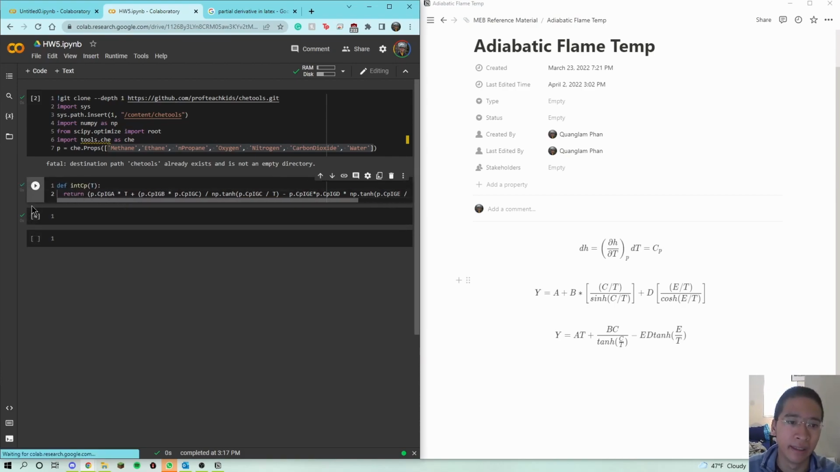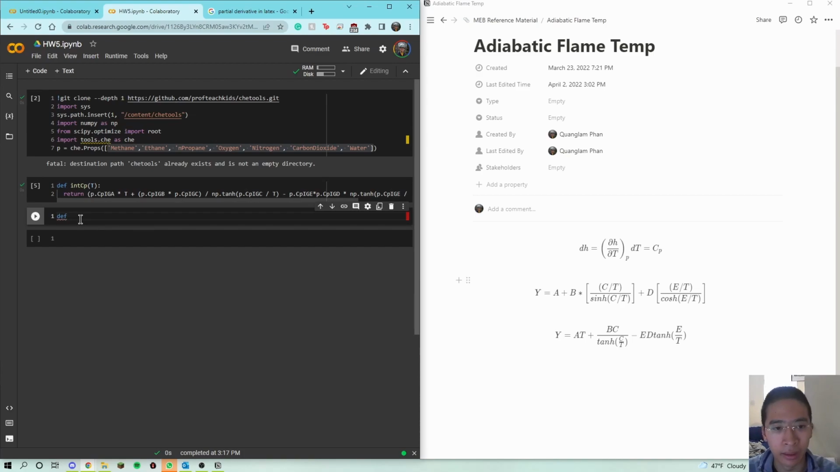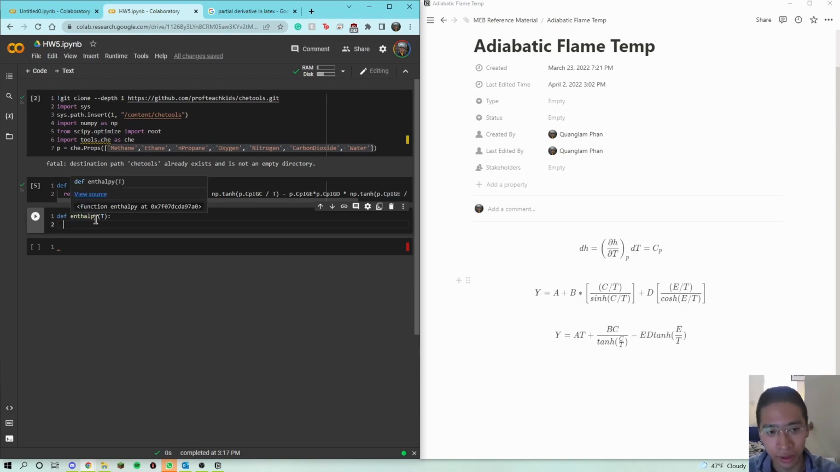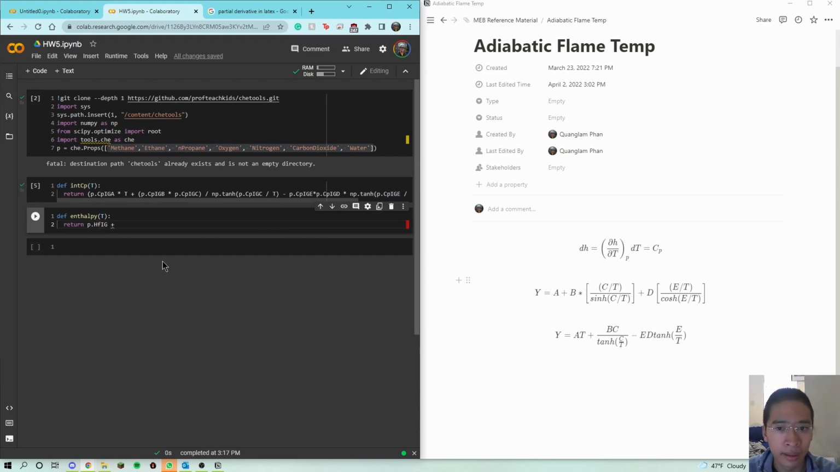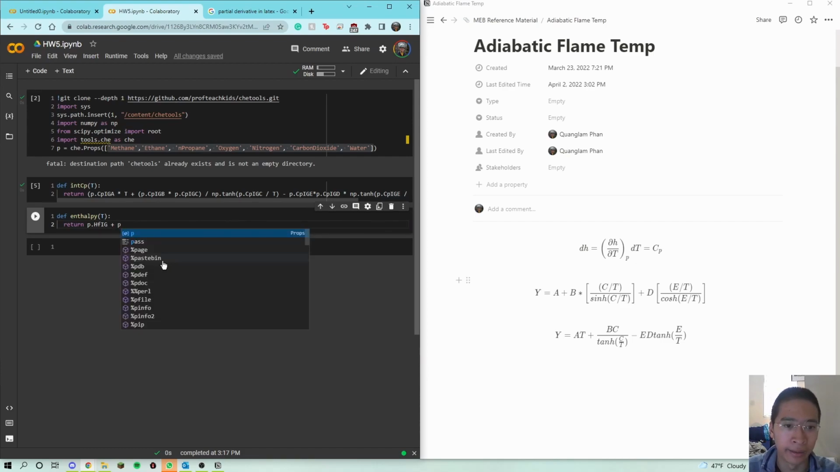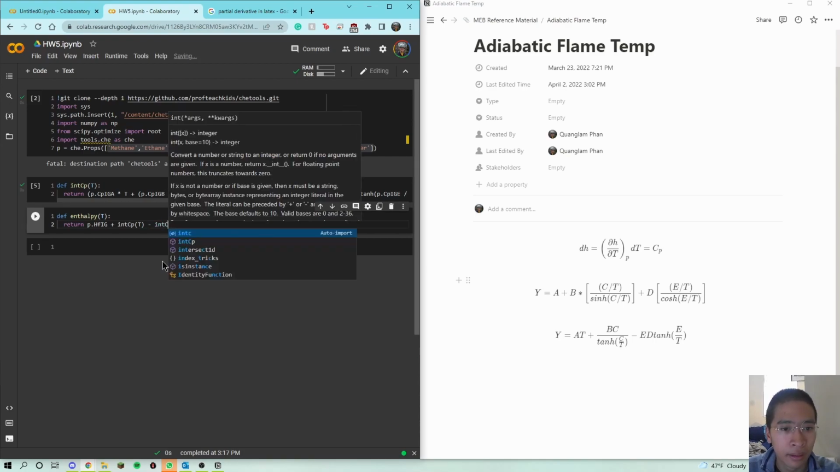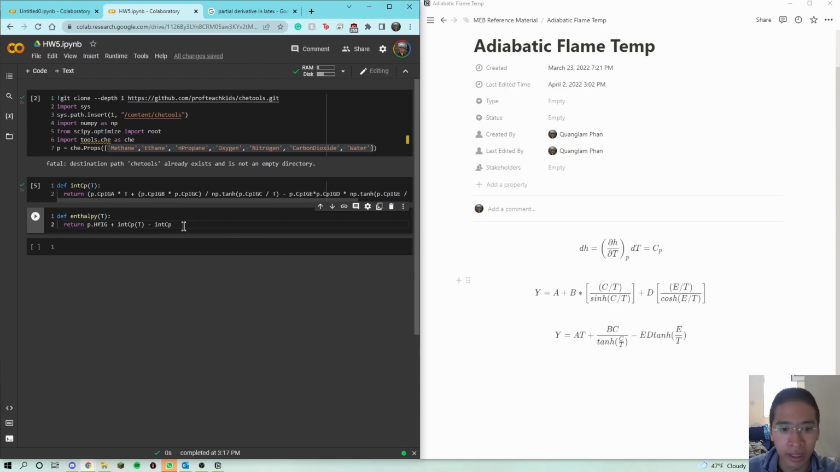We'll want to define a second function. We'll call this enthalpy, taking an independent variable T, temperature, and what it's going to return is the difference between, let's see, P.Hf, heat of formation of an ideal gas, plus our enthalpy at a certain temperature, so int_Cp, because this expression is equal to enthalpy at a certain temperature, minus our beginning, which is at room temperature, right? Our initial conditions, room temperature.